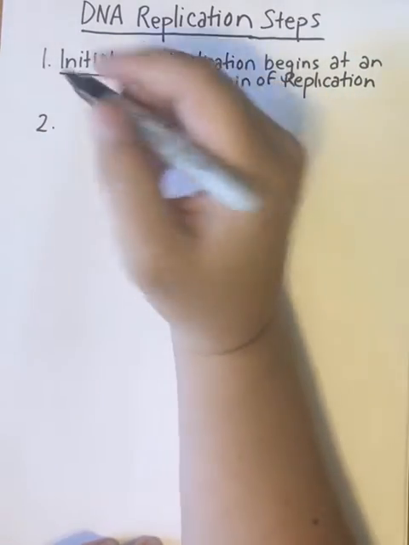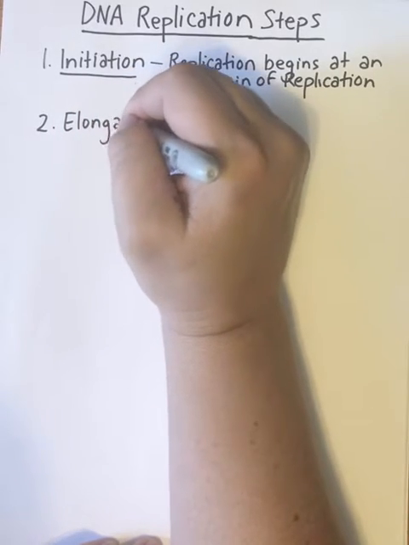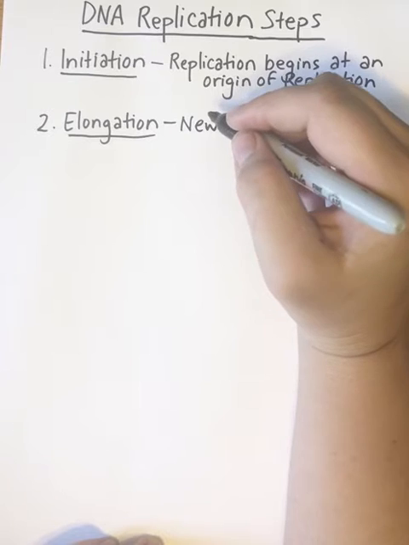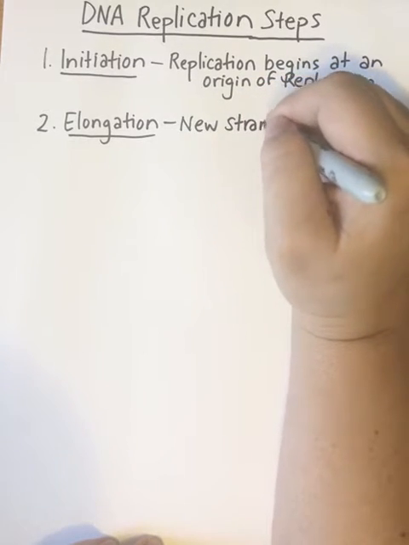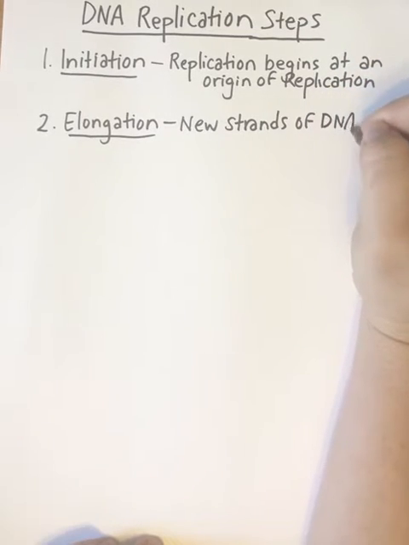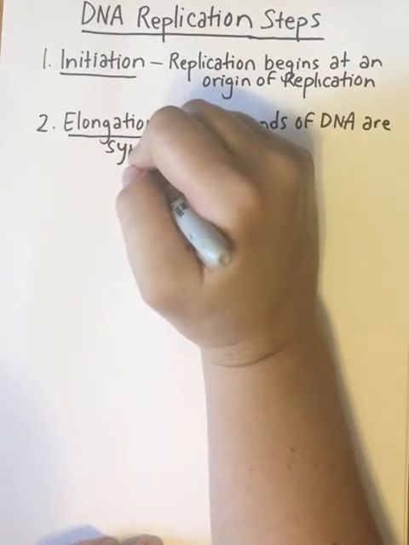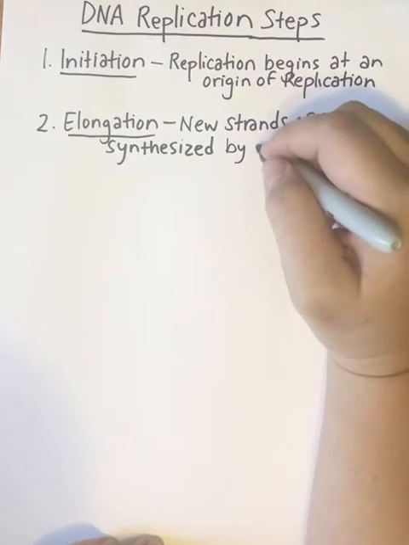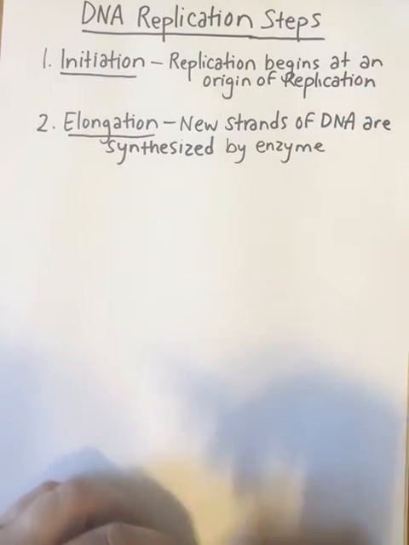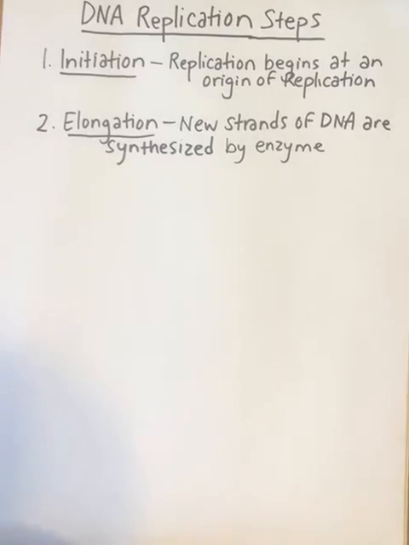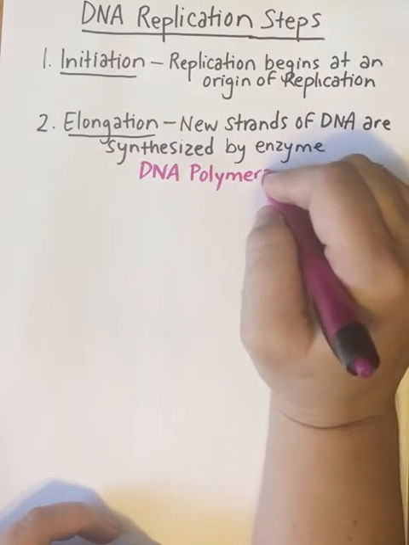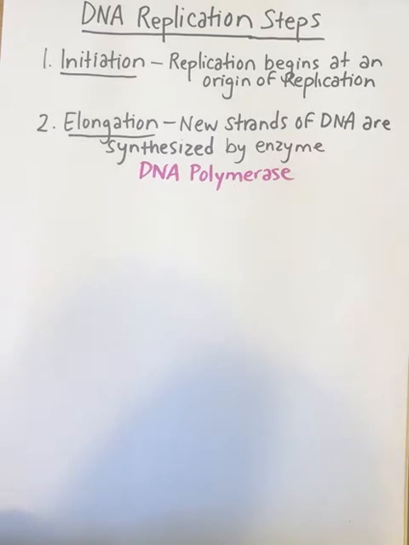The second step is elongation. Enzymes are going to be forming new DNA strands because we have a semi-conservative model. They're synthesized by an enzyme, DNA polymerase. Now, there are different types of DNA polymerase. This is an enzyme that forms new strands of DNA. We have DNA polymerase I, and we're going to talk about DNA polymerase III.